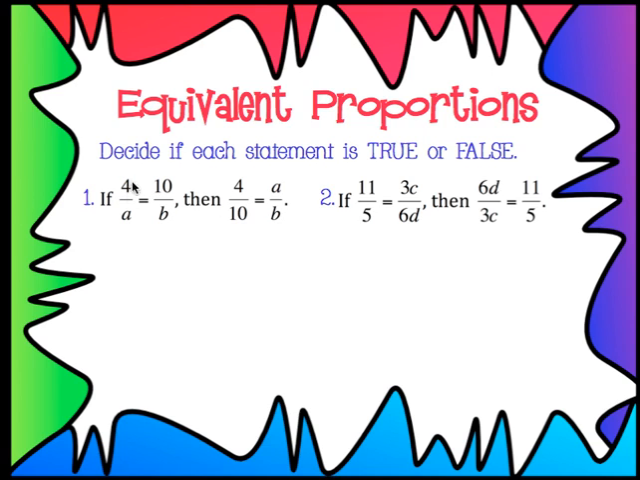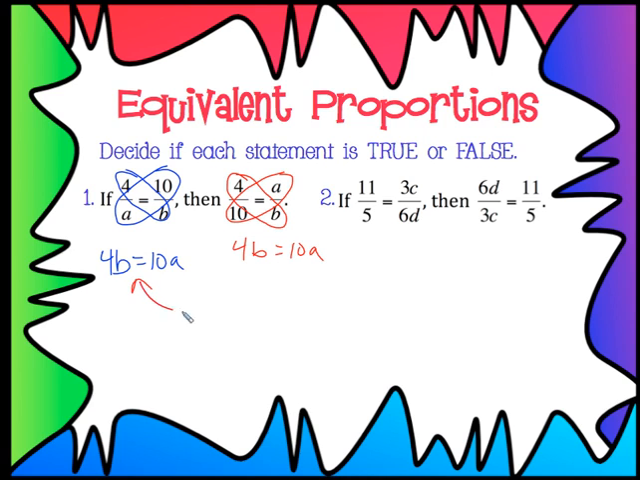You don't have to solve it. If I cross multiply this, I get 4b. If I cross multiply this, I get 10a. And I would just stop there. Then I would cross multiply that, get 4b, cross multiply that, and I'd get 10a. Notice these are the exact same. So even though the proportions look different, they are equivalent.